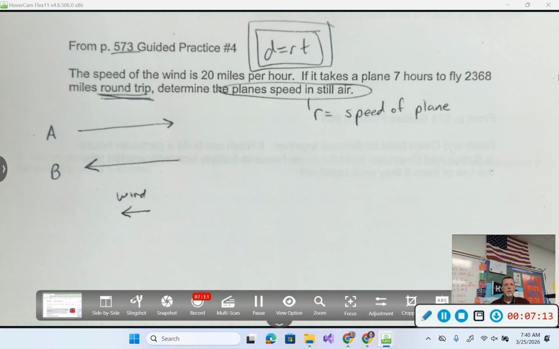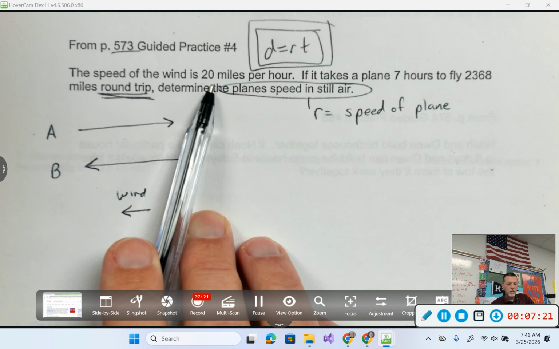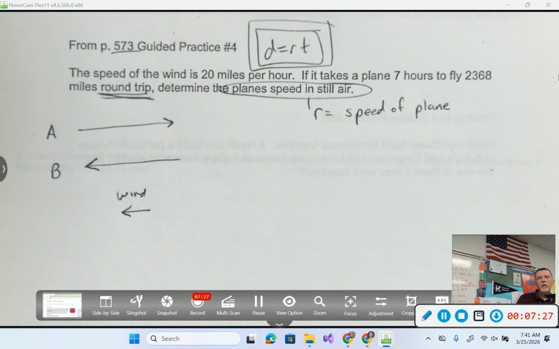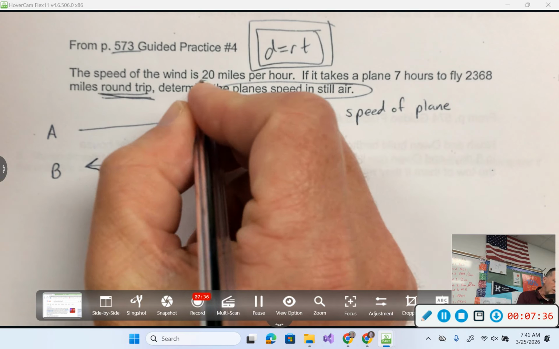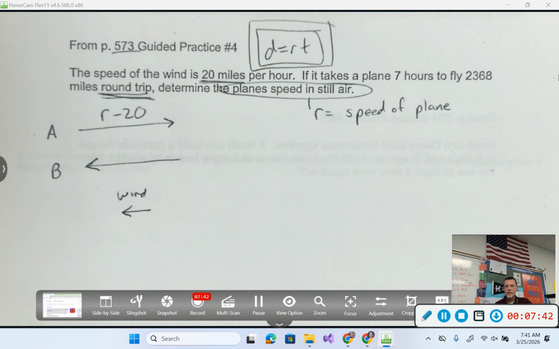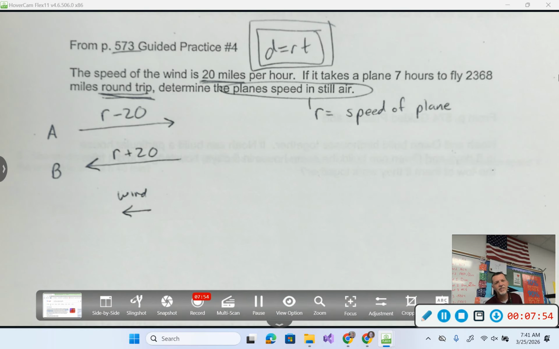Okay. So if we're fighting the wind, the plane goes R miles per hour in still air, but the wind is blowing against us. What would the expression be for our speed, for our rate? Do you know? Like the plane can go R miles per hour on its own. If we're fighting the wind, R minus 20. Like normally it's 100 miles an hour, but into the wind, now it's only 80 miles an hour. How about the trip back? What's our speed going back? R plus 20. Now we get the wind, so we'll go faster.